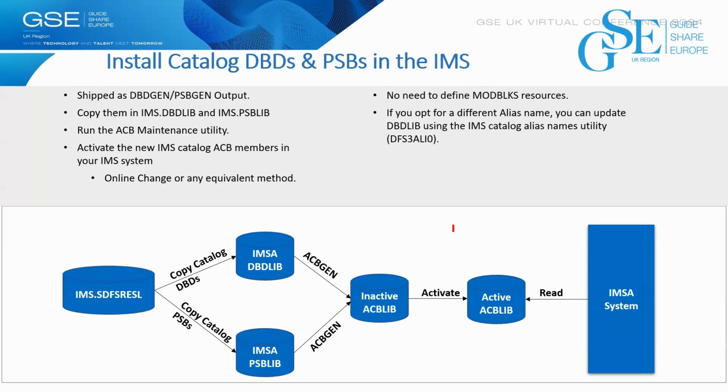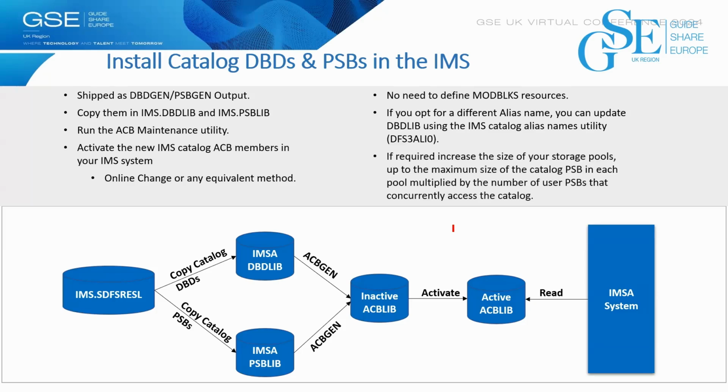If you opt for different catalog definitions for each IMS, as we talked about earlier, then you need to define an alias for each catalog. In that case, you need to update your DBDLIB using the IMS catalog alias name utility. It basically creates the DBDs, a DBD alias, with the alias prefix that you set for that IMS.